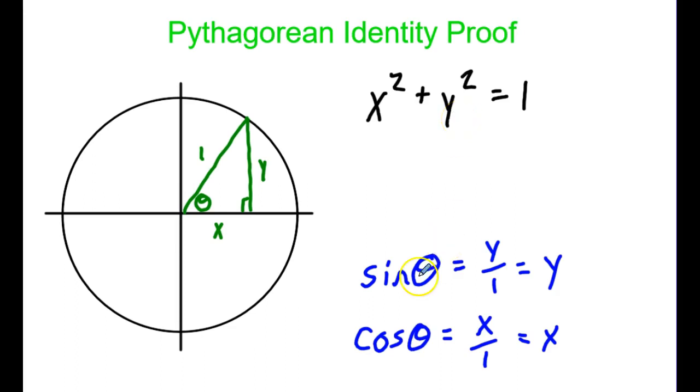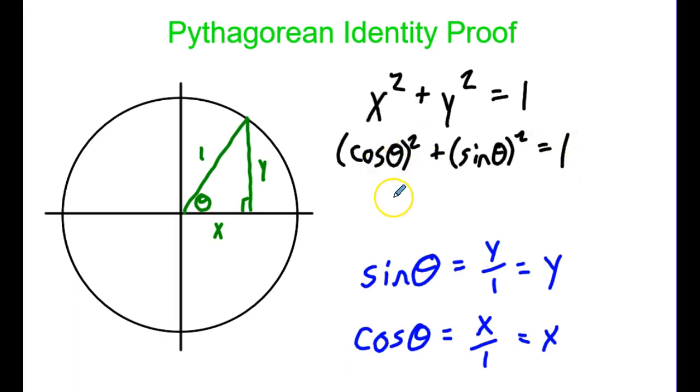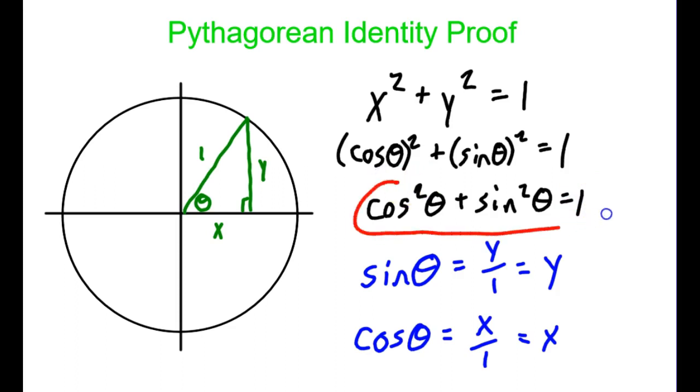What we need to do now is substitute these equivalent values in for x and y in our original equation. So cosine of theta is equal to x. So up above, I can replace or substitute cosine of theta in for x. And I can do the same thing with y. I'm going to substitute in sine of theta, that equivalent value. Now cosine of theta squared, the standard way to write that is cosine squared theta plus sine squared theta equal to 1. This is our most common form for the Pythagorean identity.